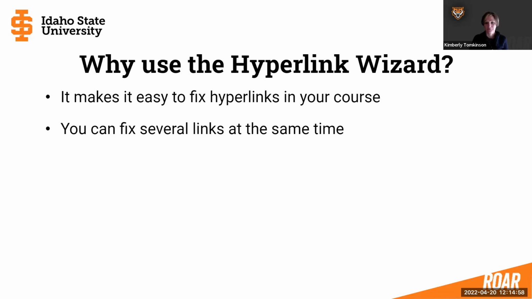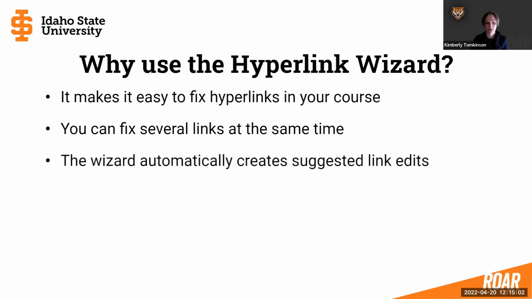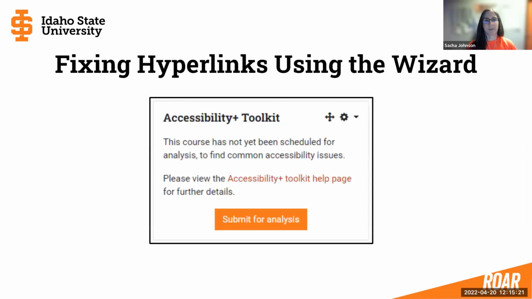And lastly, the wizard comes up with suggested hyperlink text for you. You can modify the text as you like or come up with your own hyperlink text you'd like to use. So now Sasha is going to show us how to use the Hyperlink Wizard. Thank you, Kim. To use the Hyperlink Wizard, you must first add the Accessibility Plus Toolkit block to your course and request an analysis of your course.